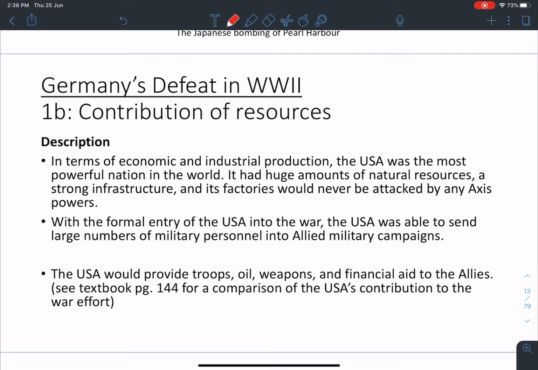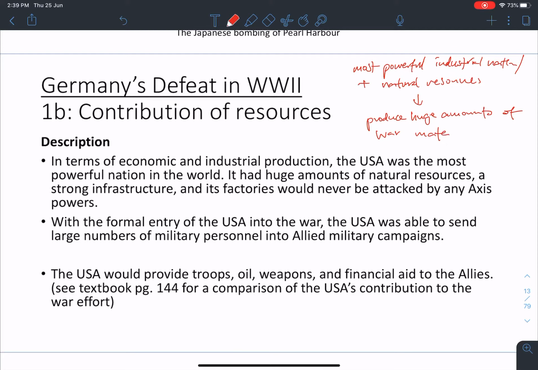If I am the most powerful industrial nation in the world, I can say the strongest economy in the world, plus natural resources, it means that I can produce huge amounts of war material. Let me just give you an example. If I have a factory for making cars, it is very simple: change the machinery, and I can build tanks.